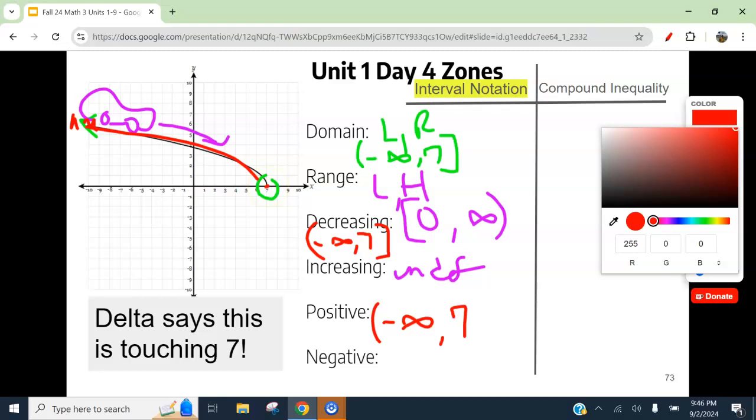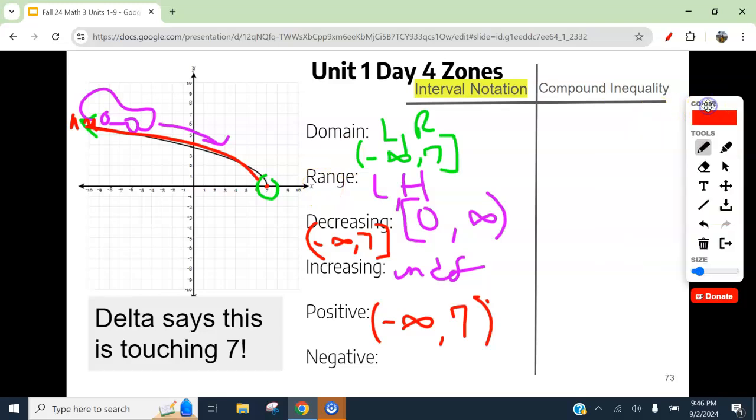So think about it: is 7 included as above, or not included as above? It's definitely not included as above. 7 is on the axis. And we have no negative zone at all. We're never negative, so negative zone is undefined as well.